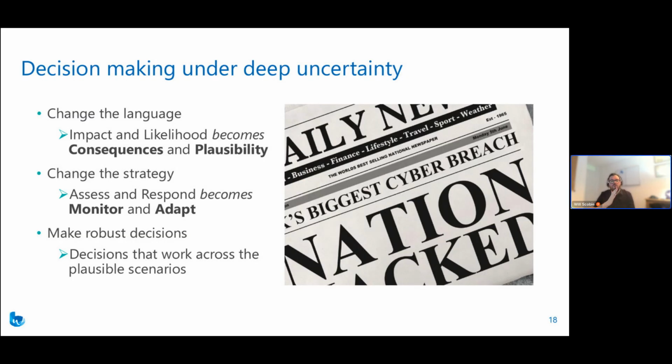And similarly, how we talk about the output of that. Instead of assess and respond, we're talking about monitor and adapt. Assessing gives you an idea that you can quantify it, that you can measure it, when the reality is that, again, with some of these risks, you really can't. So it becomes more about monitoring. So we talk about consequence and plausibility, and let's monitor it. And again, responding seems to imply that there'll be a trigger point where that risk will materialize and you're responding to it, or that there are direct impacts now.